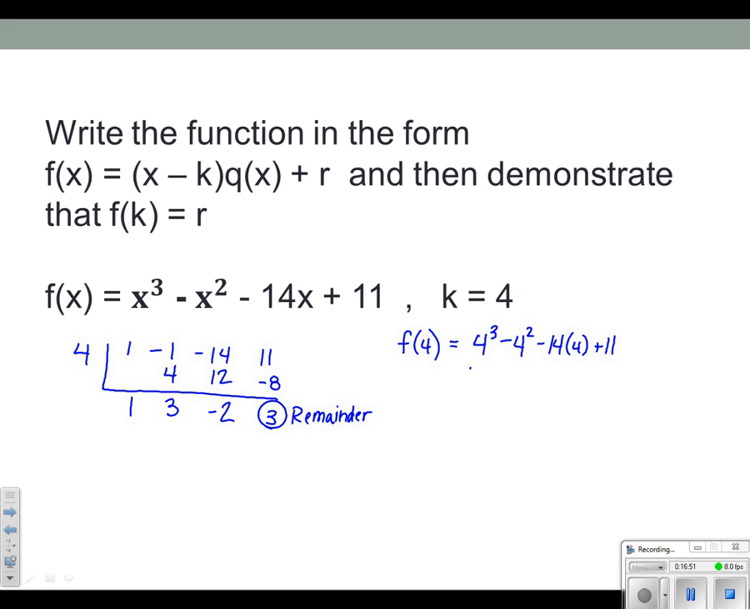So 64 minus 16 minus 56 plus 11. And sure enough, if you put 64 minus 16 minus 56 plus 11 together, you do in fact end up with 3. Okay, so again, it's a way that you can check yourself. If you're doing function evaluations and synthetic divisions, the two of these can check each other. Okay, so that's what the remainder theorem is telling us.